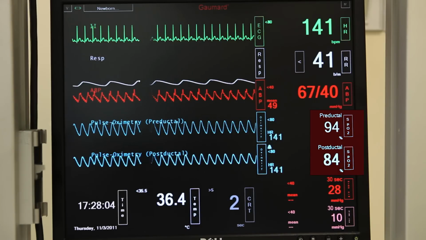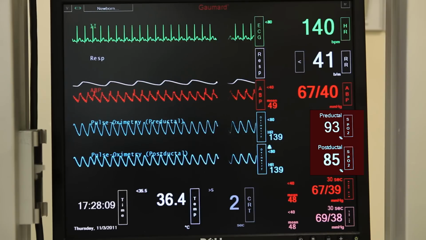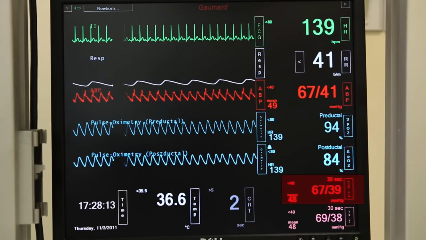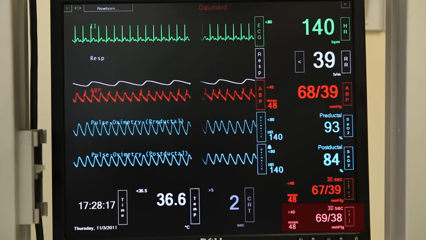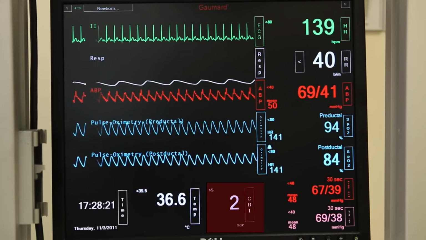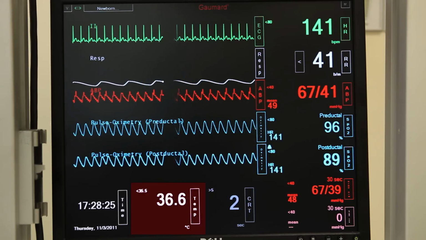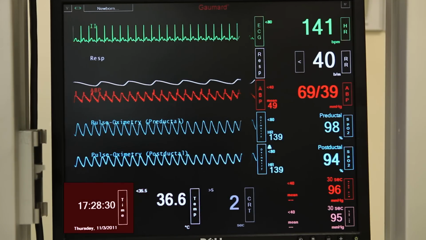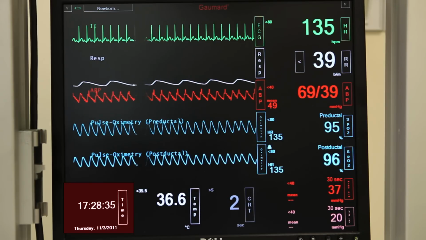We can now do pre- and post-ductal monitoring. We're showing you right now that the pre-ductal is 93 and the post-ductal is 85. Below that, the top number is the blood pressure for the arm, and then the blood pressure for the leg is below that. Another really great feature is cap refill time, which reads to the left of blood pressure. To the left of that is the body temperature. And we have a clock on the far left-hand side, and if you don't want the clock displayed, you can also close it.